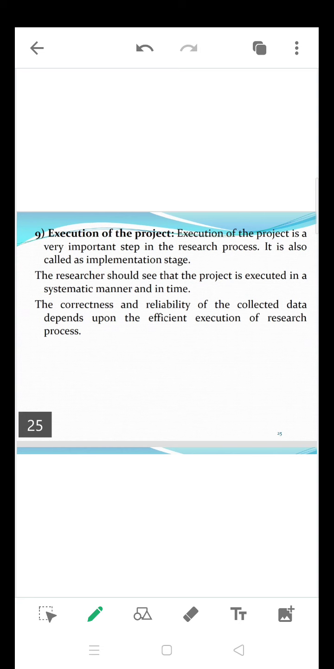It is also called the implementation stage. The researcher should see that a project is executed in a systematic manner and in time. The correctness and reliability of the collected data depends upon efficient execution of the research process. So the researcher has to test whether I am going according to the requirement of the research step, the systematic steps we have discussed from the beginning, or not. If there is a deviation and it is not up to the mark, you need to make some modification in conducting the research process.